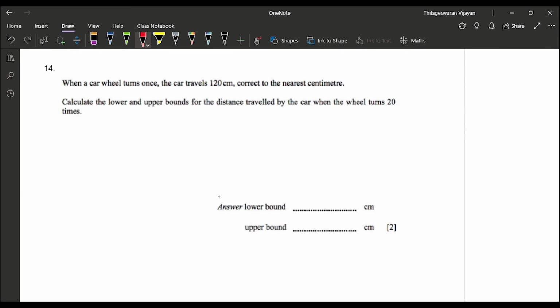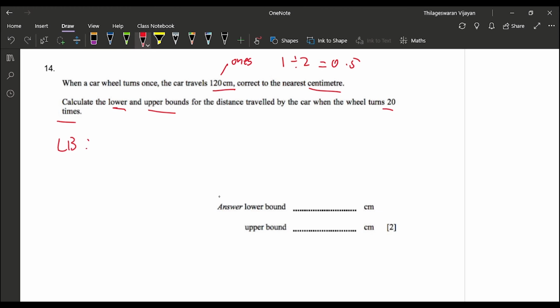Question 14. When a car wheel turns once, the car travels 120 centimeter, correct to the nearest centimeter. Okay, that means that this value, so that's once. Calculate the lower and upper bound for the distance traveled by the car when the wheel turns 20 times. So they want both lower and upper bound. So what do we do? So it's ones, right? So 1 divided by 2, you get 0.5, plus minus 0.5.